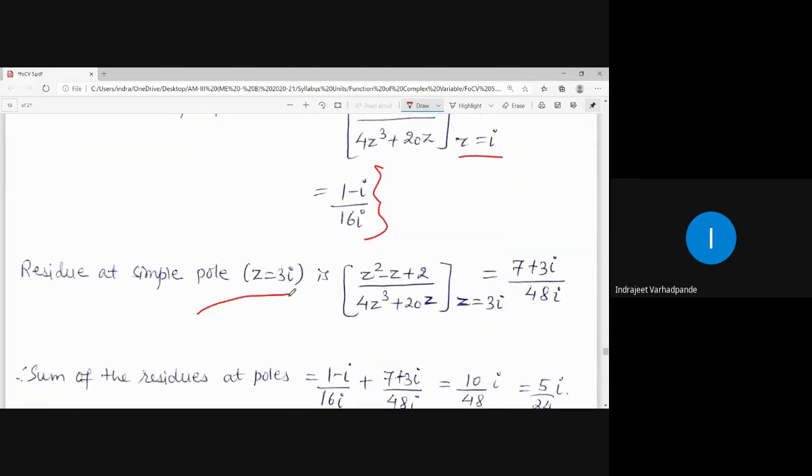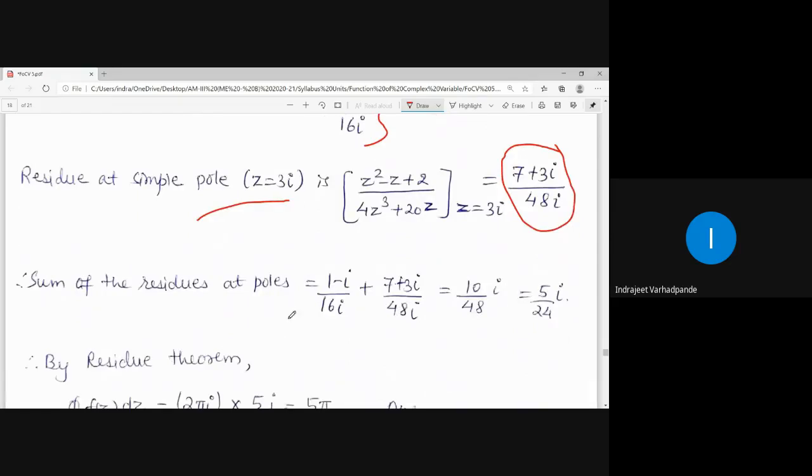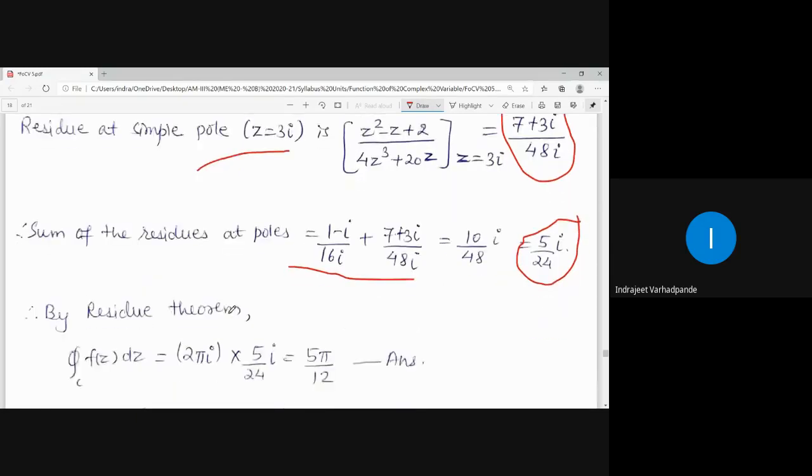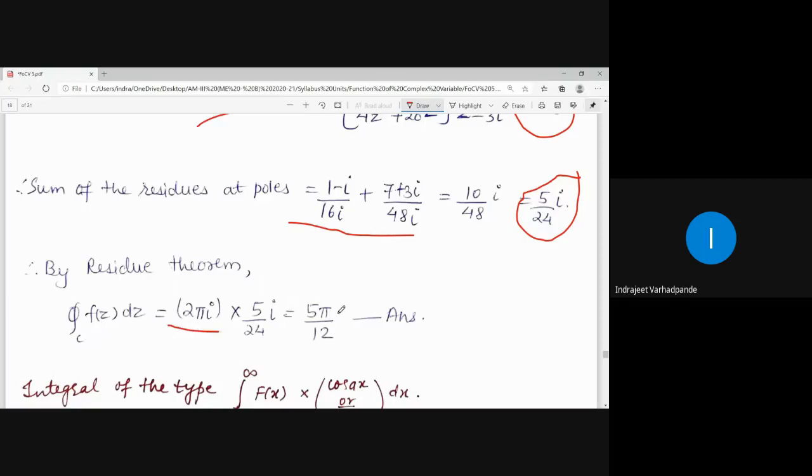Residue at simple pole z is equal to 3i. Put the value, you get the answer as 7 plus 3i upon 48i. Sum of the residues, take the LCM, simplify it. Your answer is 5 by 24i. By Cauchy residue theorem, 2 pi i into this value, your answer will be 5 pi by 12. This question and solution is already shared with you in the PDF notes. So the logic of solving the example is clear.